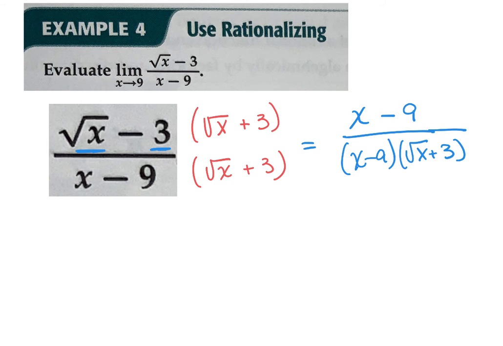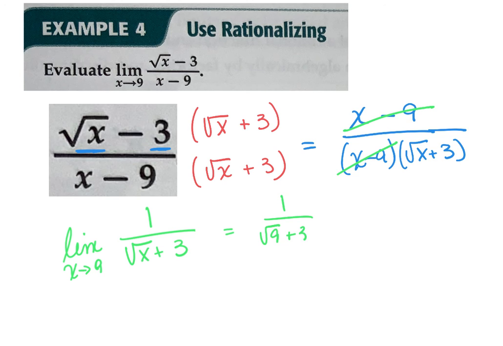What can I do? Yeah, I can cancel the x minus 9s, and I get 1 over the square root of x plus 3. I am looking for the limit as x approaches 9. Did I get rid of my problem? Yeah, right? That no longer causes a problem, does it? Yeah, so it's 1 over the square root of 9 plus 3, or 3 plus 3, which is 1 over 6.